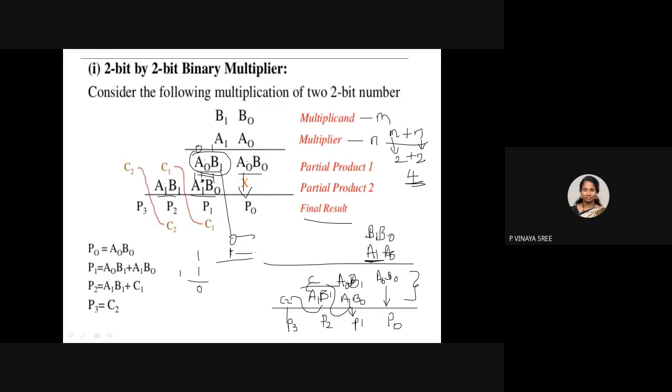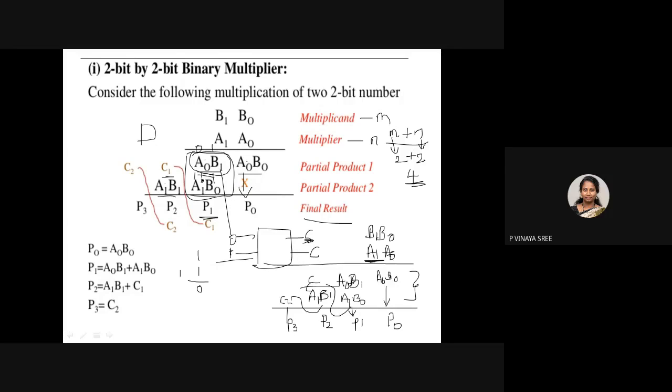Concentrate. There are two inputs, and the output is what? The output will be a sum and a carry. Sum will be placed in P1, and carry we will be using as a next operand for doing addition. So in this case, can we use a half adder? Yes. One is I'm using AND gates for representing A0 B0, A0 B1, A1 B1, A1 B0.